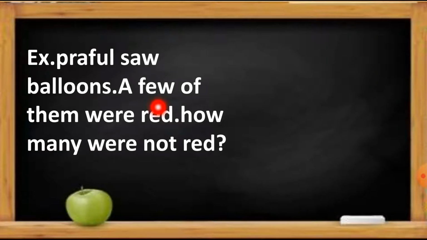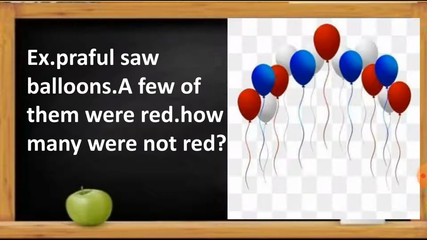So here I take an example for you. Praful saw balloons. A few of them were red. Our question is how many were not red. You want to see which type of balloons he saw. Here is the balloon. You can see there are 3 colors of balloon: red, blue and white.